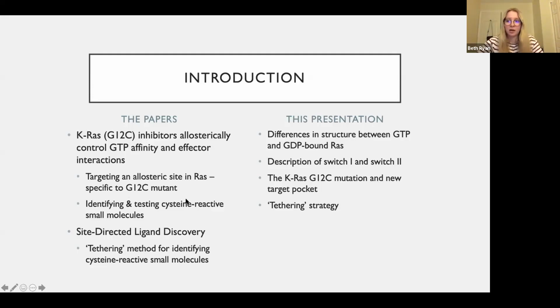And then the second one was actually the 8th reference in that paper, which we'll talk a little bit more about at the end of the presentation. It's the tethering method for identifying cysteine reactive small molecules. So this is how they actually went about the experiment in the first paper. In the presentation, first I'll go over the differences in structures between GTP and GDP-bound RAS, because there are two switches that are very important, the description of those two switches, and then the KRAS G12C mutation and this new allosteric target pocket, and then the tethering strategy for how they found these small molecules to target it.